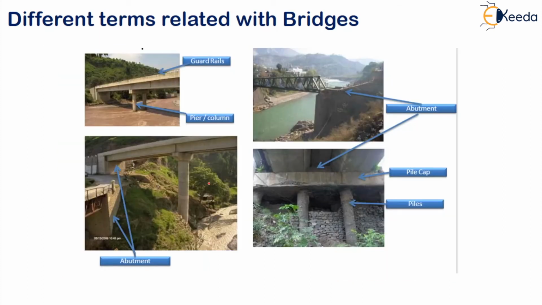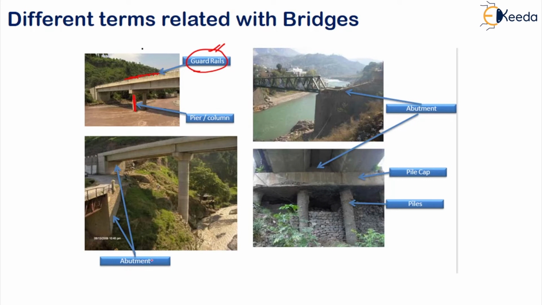Okay, moving on to the next one, guardrails. Guardrails are nothing but support rails, very small. Here, if you see, in order to support the movement of vehicles or people who are moving on this bridge, those are called your guardrails. So piers and columns, as we already discussed, this is your piers and columns.